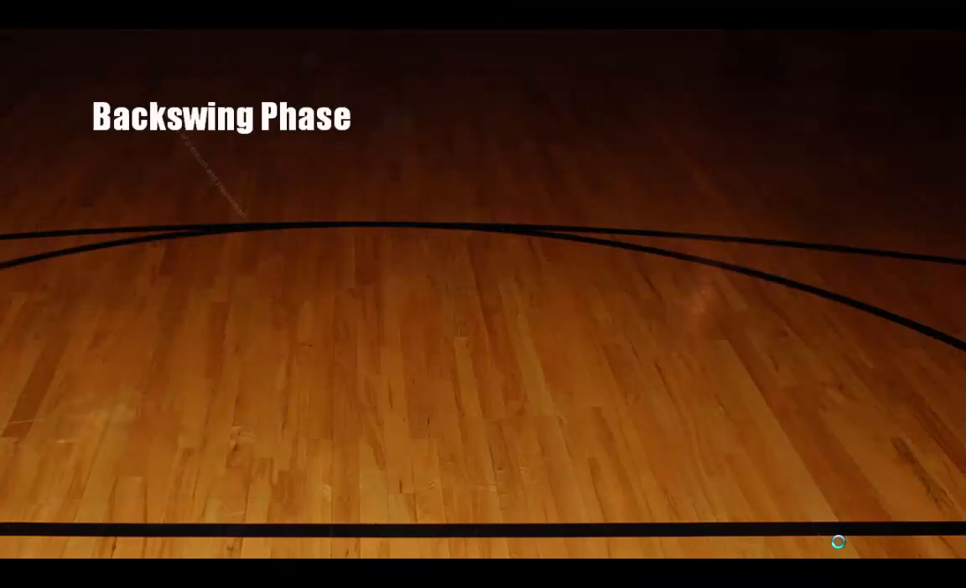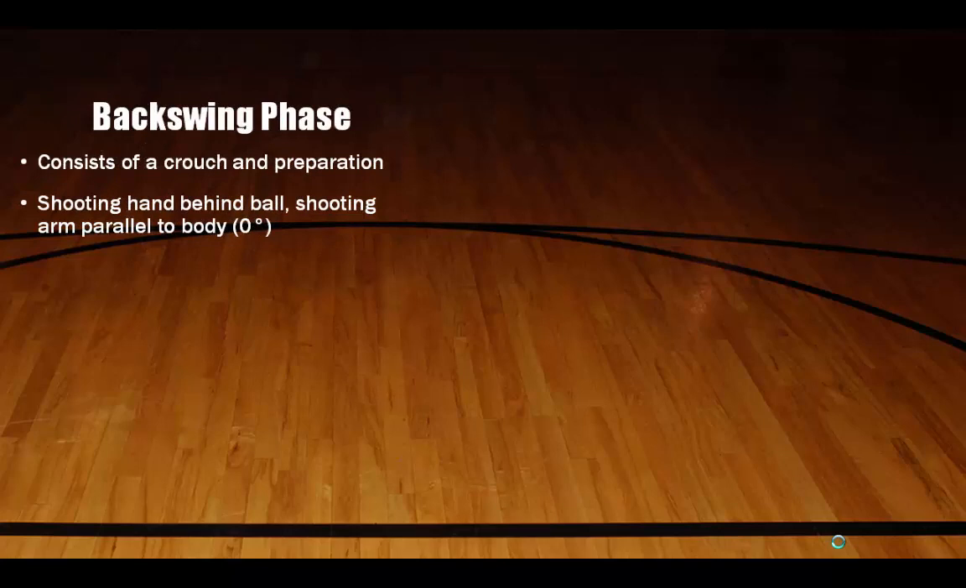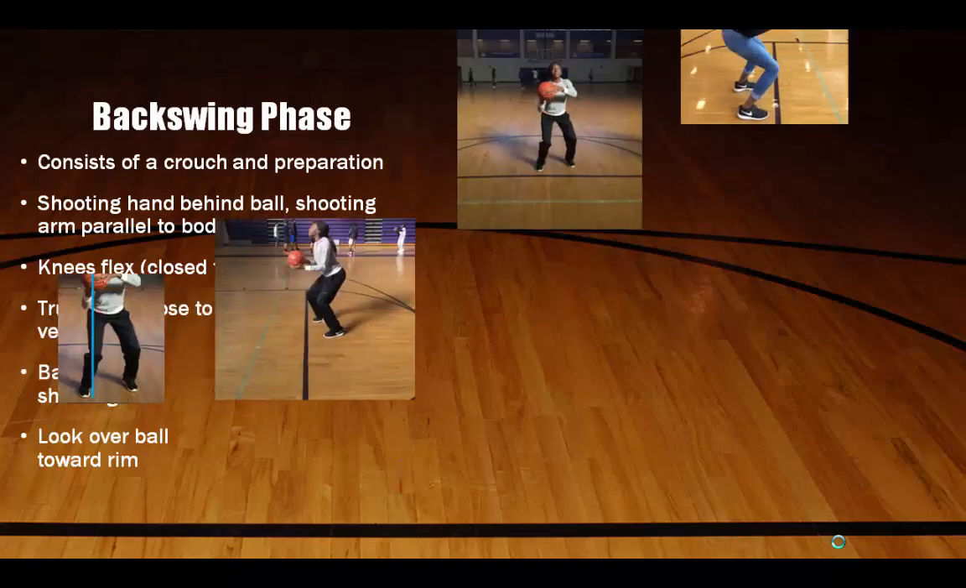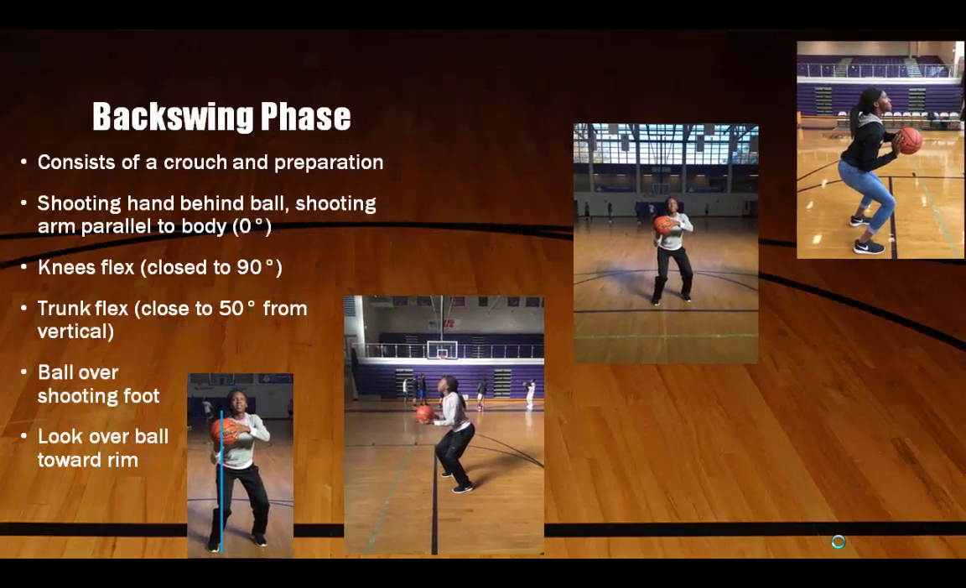The next phase is the backswing phase. This consists of a crouch in preparation, placing the shooting hand behind the ball and keeping the shooting arm parallel to the body. The knees should remain flexed, close to 90 degrees. Our athlete doesn't quite get to 90 degrees. Her trunk should be flexed somewhere close to 50 degrees from vertical. The ball should remain over her shooting foot, and she should remain looking over the ball toward the rim.